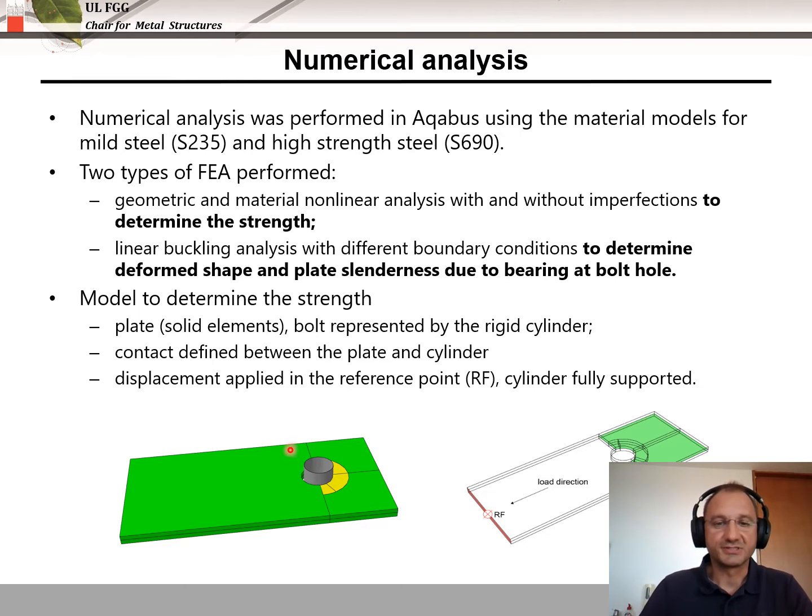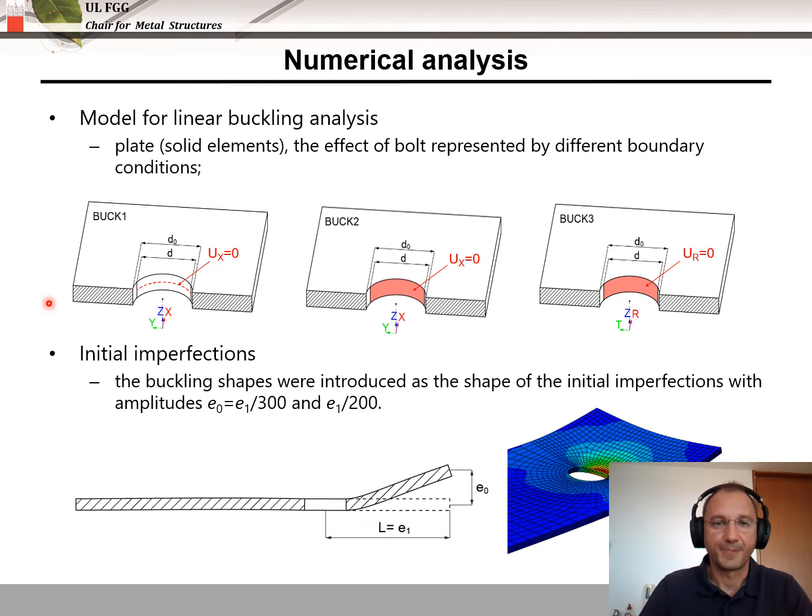The model to determine the strength was assembled of a plate element that was meshed with solid elements, and a bolt that was represented by a rigid cylinder, where the contact between the plate and the bolt was defined. The displacement was applied in the reference point and the cylinder was fully supported. The model for linear buckling analysis was a little bit simpler. The plate and bolt were replaced by different boundary conditions.